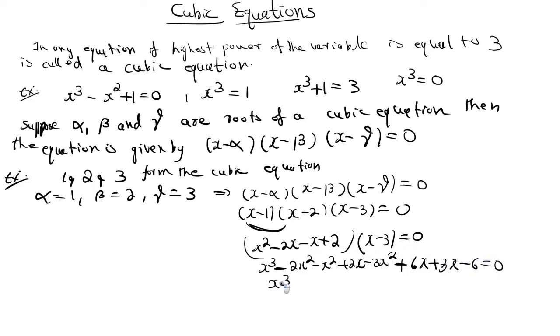Simplify: x cube, minus 2x square minus x square minus 3x square, that is minus 6x square, plus 2x plus 6x plus 3x. 6 plus 3 is 9, 9 plus 2 is equal to 11x, then minus 6 is equal to 0. This is the required cubic equation.